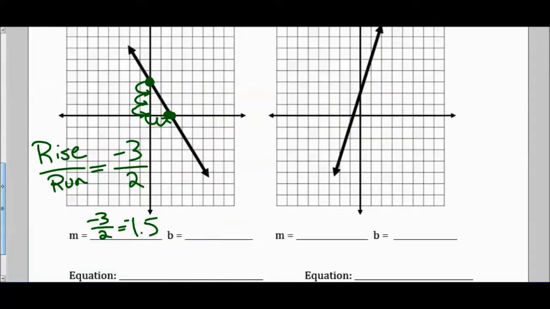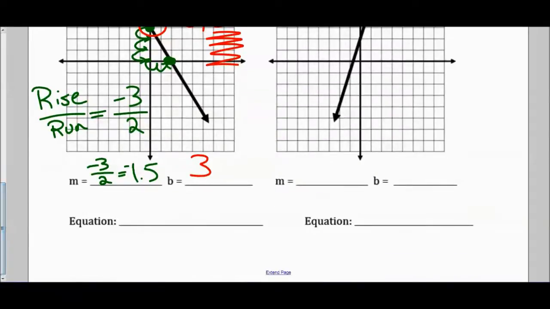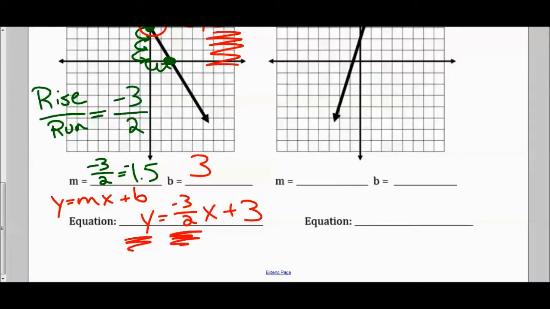The y-intercept is even easier. We're really just looking at that coordinate. Where does it hit the y-axis? It hits at +3. The coordinates there are 0, 3. We're really just looking at that number. Our b is 3, our y-intercept is 3. To write that equation, we really just put that into this form, y equals mx plus b. So y equals -3/2 x plus 3. Y equals m, our slope, times x, plus our y-intercept.